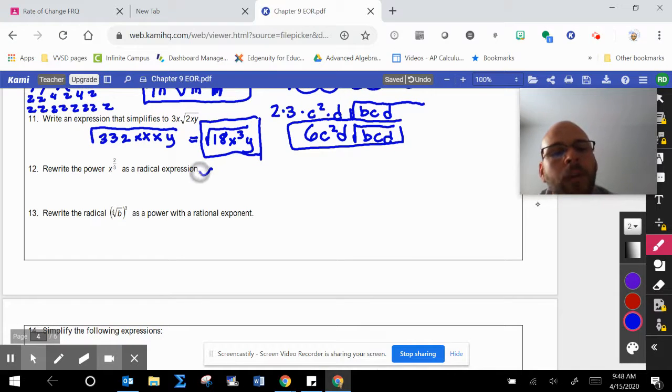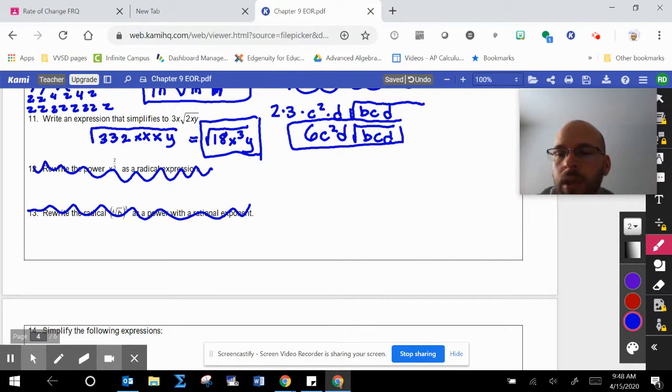Okay, for our purposes, you do not have to worry about 12 and 13. You can skip those. I'm not going to have you translate from rational exponents to radicals and vice versa.